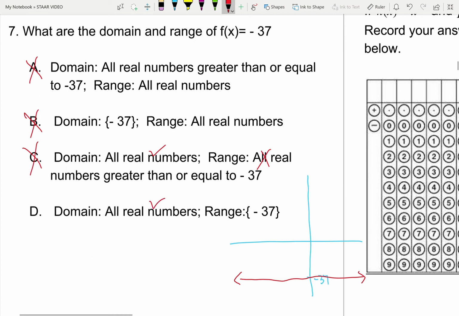And then range said that it's negative 37. And if we look at our y's, the only part that it crosses the y-axis is at negative 37. So that checks out. So our answer is D.